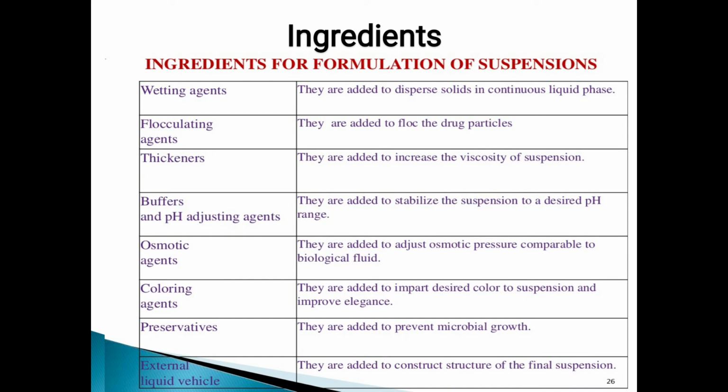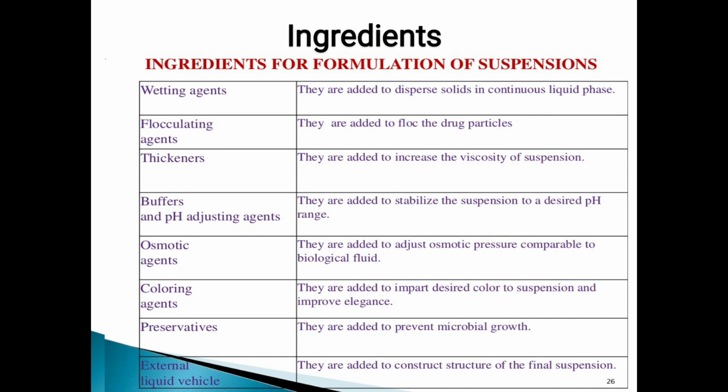Now, ingredients for formulation of suspension. First is the wetting agent. They are added to disperse solid in the continuous liquid phase. Flocculating agent: they are added to form flocs of the drug particles. Thickeners: they are added to increase the viscosity of the suspension. Buffers and pH adjusting agents: they are added to stabilize the suspension to a desired pH range.